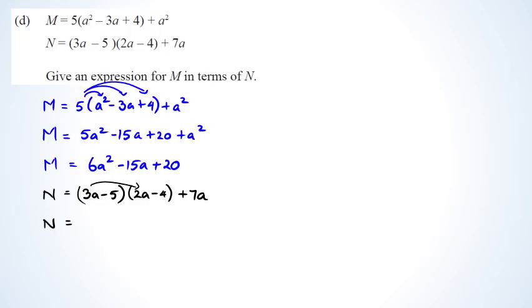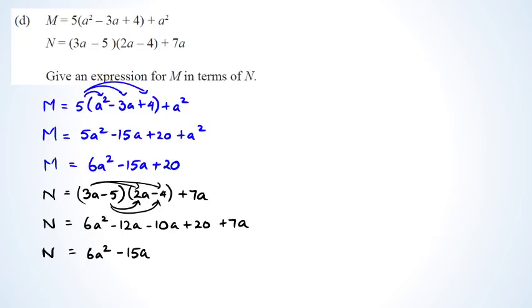So I've got 3a times 2a, which is 6a squared. 3a times negative 4 is negative 12a. Negative 5 times 2a is negative 10a. And negative 5 times negative 4 is plus 20. And of course, I've got this plus 7a in the end. So then n is equal to 6a squared. Negative 12 minus 10 is negative 22, plus 7 is negative 15a. And then I've got 20 as it is.